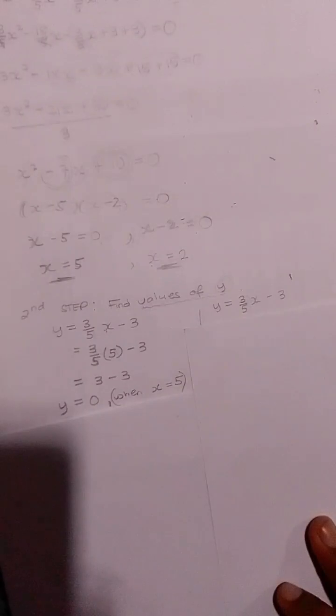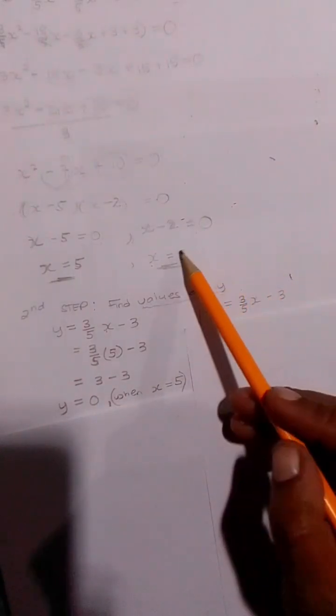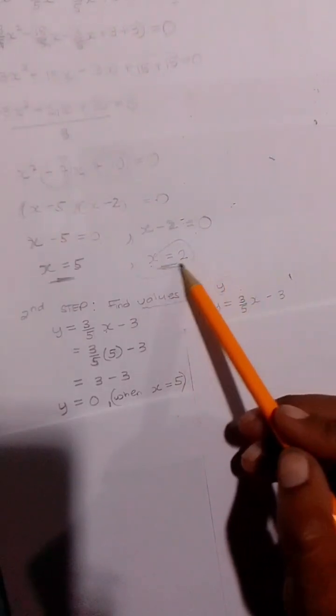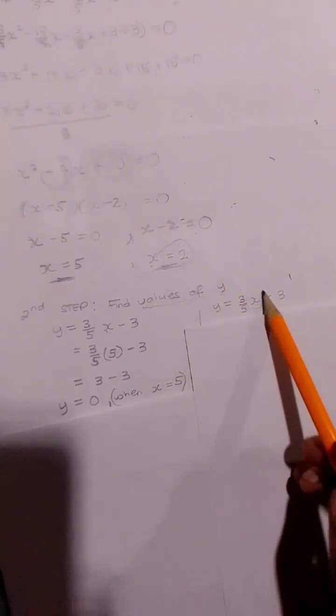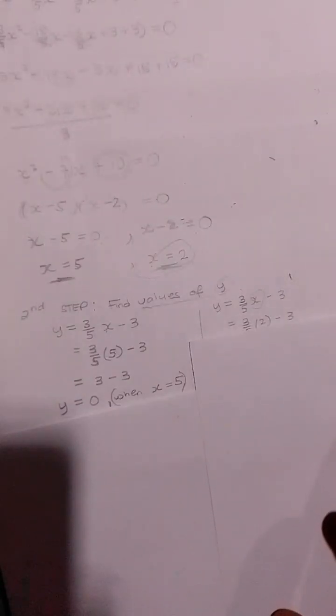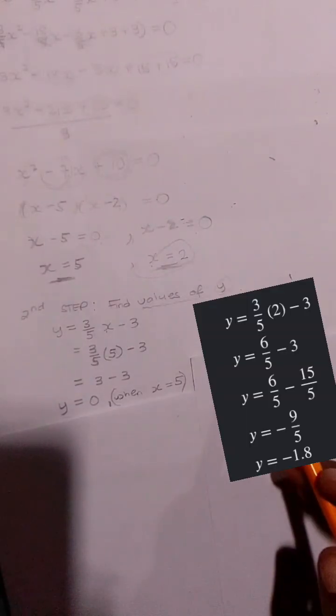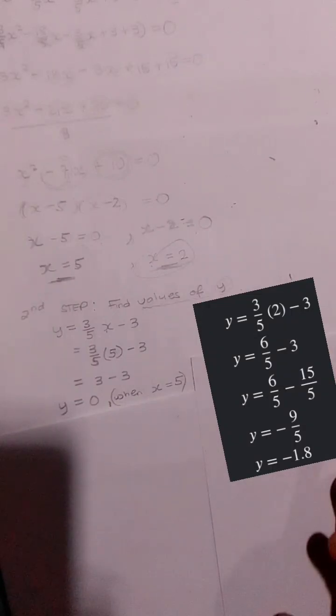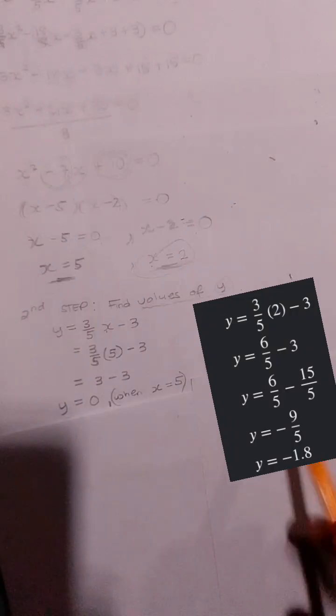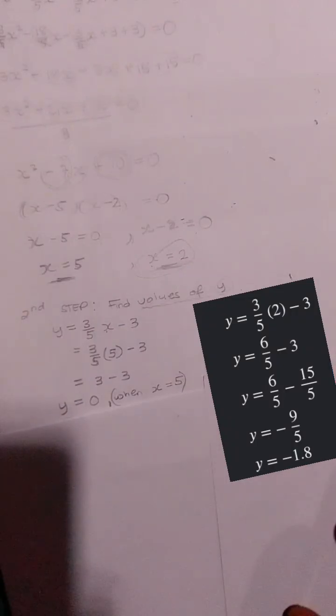Now we find the coordinates for the next intersection. We use the same equation, this time with x is equal to 2. We substitute 2 into this equation, so now we have y is equal to 3 on 5 multiplied by 2 minus 3. We have now 6 on 5 minus 3. We want common denominators, so it's easier for us to do calculations. So we now have 6 on 5 minus 15 on 5, since 15 on 5 is just the same as the whole number 3.